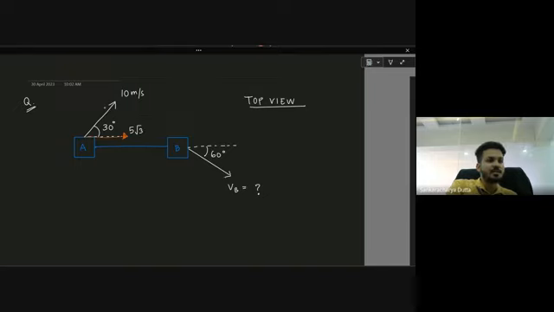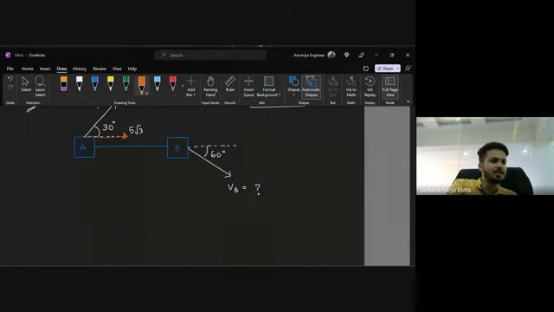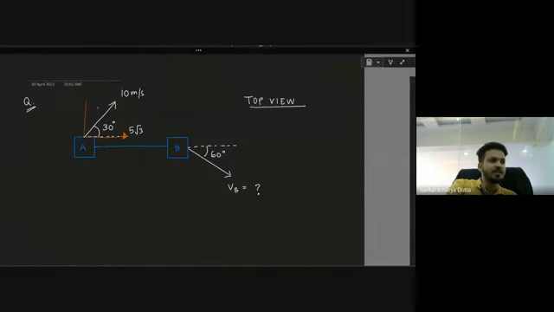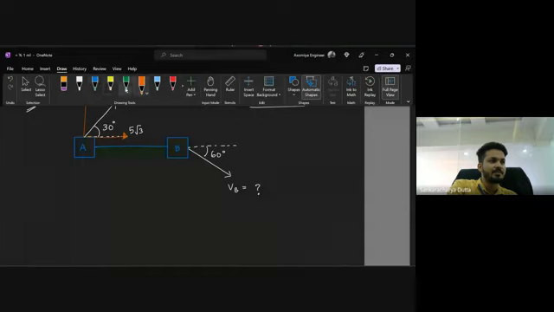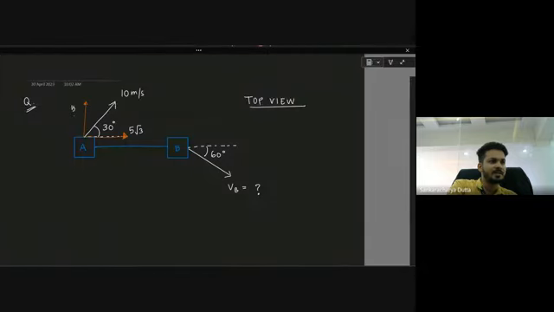So this body is actually traveling in the horizontal direction with 5 root 3, and it is going upwards with what velocity? It is going with 5 meters per second. How do I know this? 10 cos 30 and 10 sine 30.